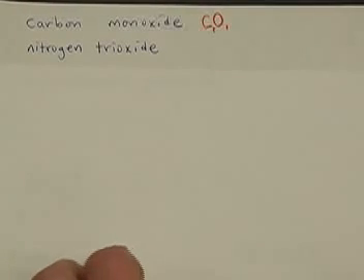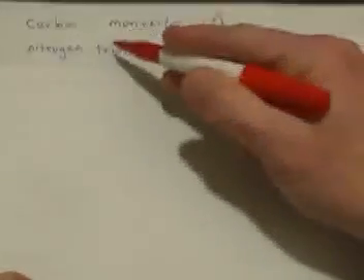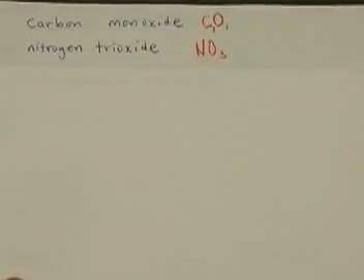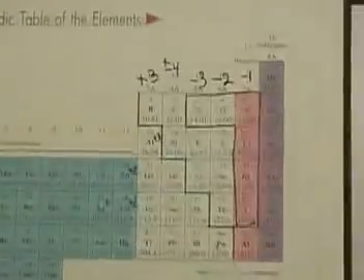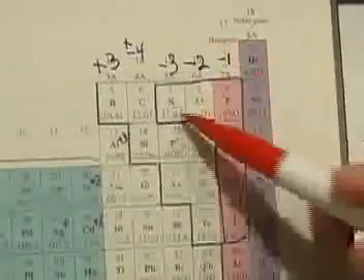Try this one, nitrogen trioxide. Since there's no prefix in front of the nitrogen, I just write N. Trioxide, the prefix tri means there's 3, and so it's NO3. Notice I don't worry about any charges. I don't look up anything on the periodic table. The only thing I need to know is that both nitrogen and oxygen are in the nonmetals area, and that's why they're named as molecular substances.